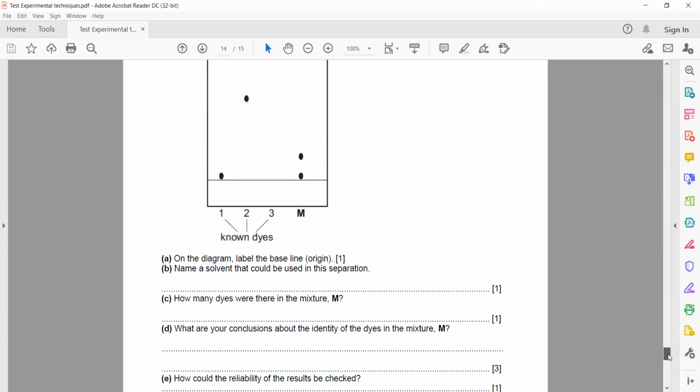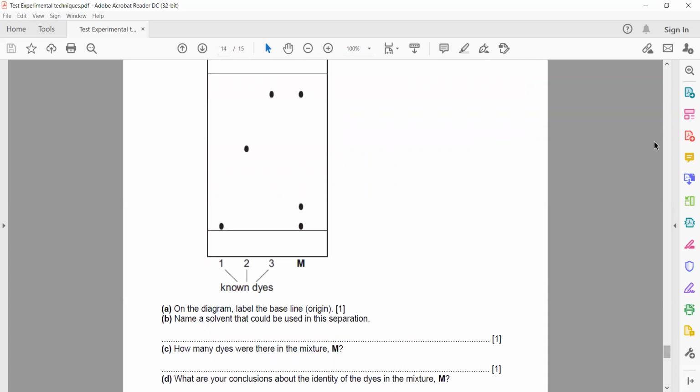And what is your conclusion about the identity of M? So what can we say about M? One of the spots matches with 1, another spot matches with 3. So we can say it contains 1 and 3, and it also contains one unknown dye. We don't know what it is, but that dye is also present.